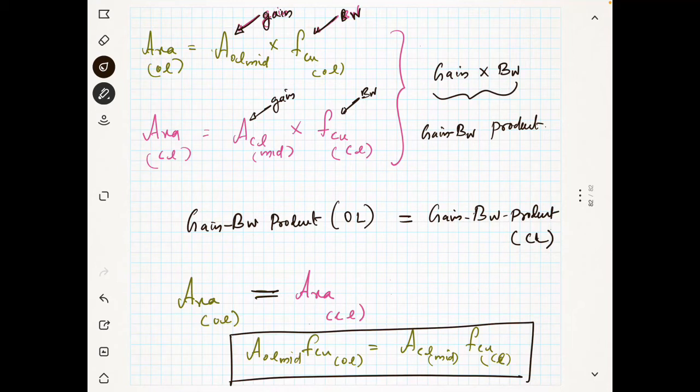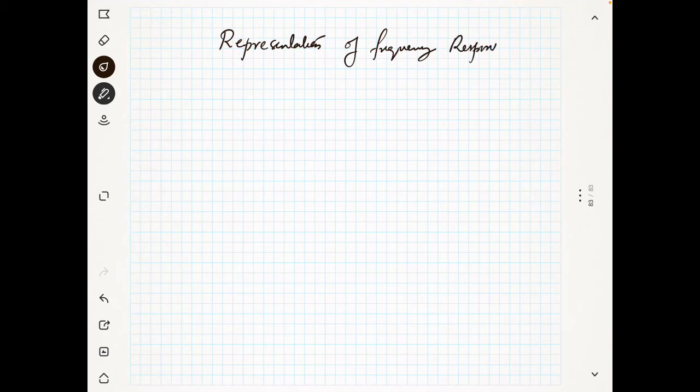Okay, so that's it. I think this is clear to you. So what is bandwidth and what is the notion of bandwidth, what is lower cutoff frequency and what is upper cutoff frequency. Now we will see the representation of the frequency response in decibel.